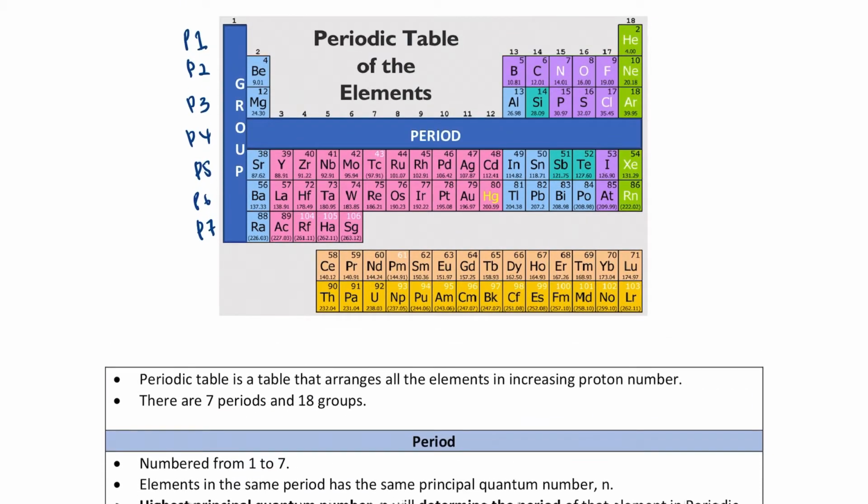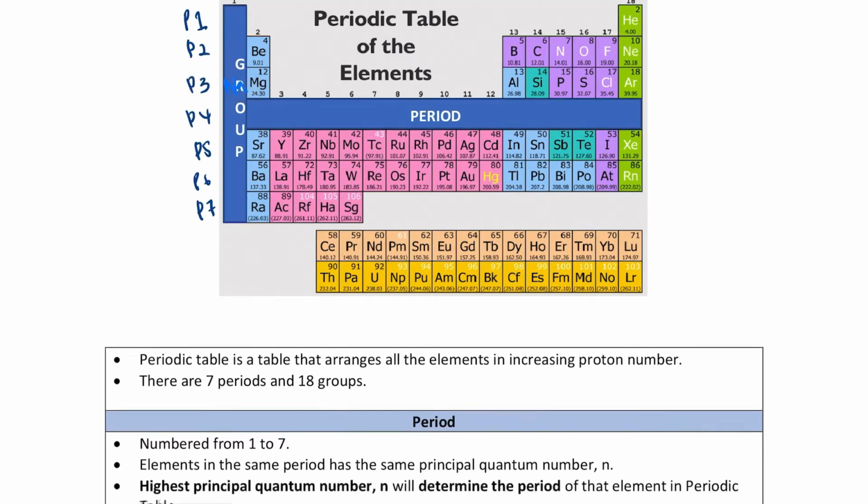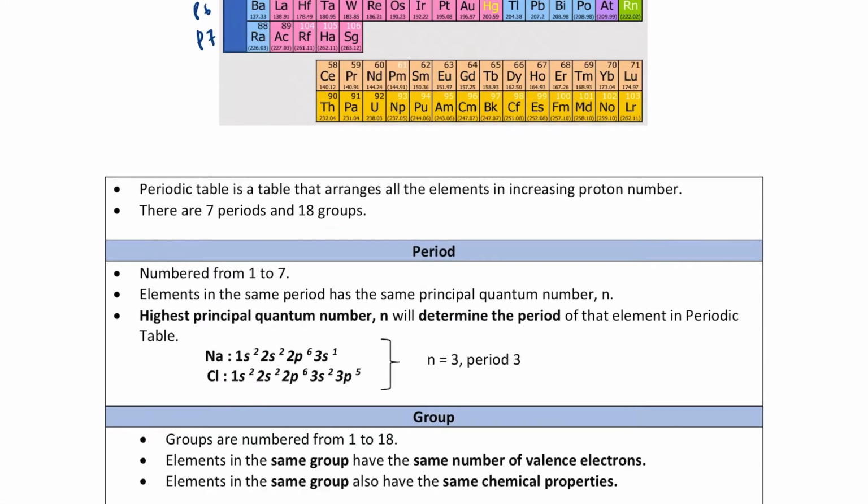So let us check where sodium is. Sodium you may not see it, but actually sodium is here, next to magnesium. So this is sodium. Sodium is indeed in period 3. So that is correct.